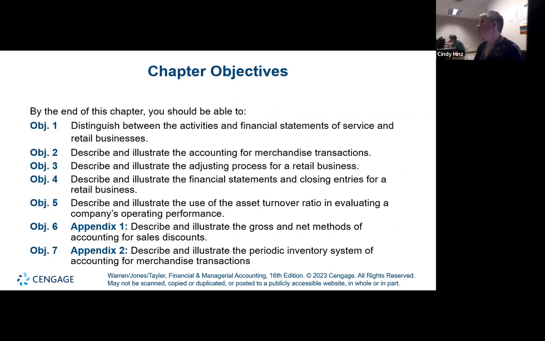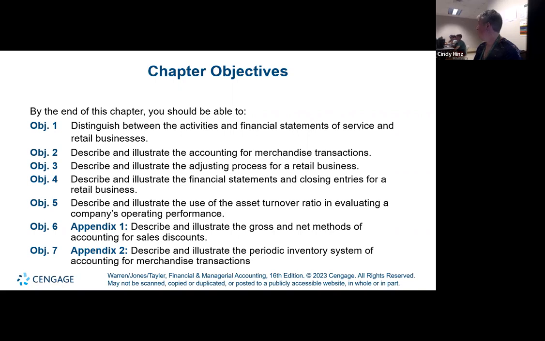You can see on the screen right now several learning objectives. Again, we do have a couple appendices to this chapter, and we will not be covering those appendices. You are not responsible for that information. You do not need to read that part of your textbook.